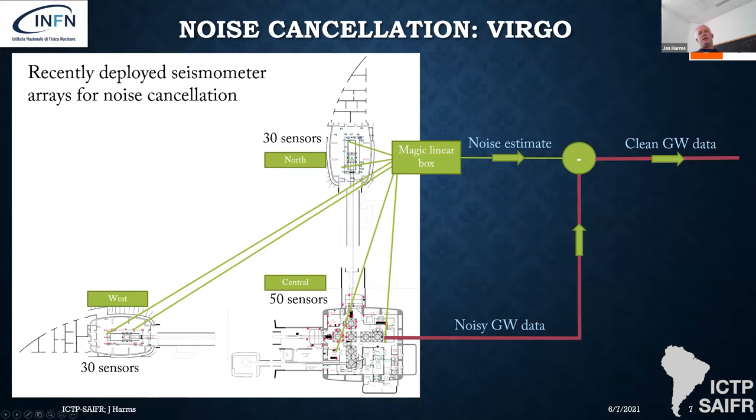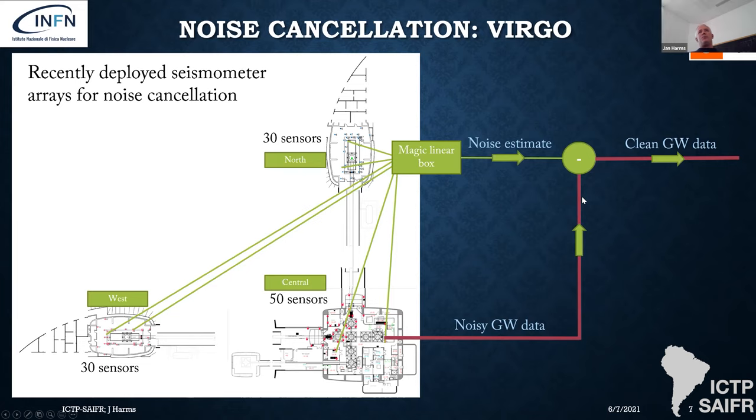Now, these sensors have the purpose to monitor the seismic field. And then you take the data from all of these sensors and you pass it through a linear filter. And then you produce a noise estimate. Of course, the magic is really in this linear filter because that one has to be calculated to be optimized for noise cancellation. So you're getting out a noise estimate, essentially noise that is correlated between the seismic field and your gravitational wave data. And then you subtract that noise estimate from your gravitational wave data and you get a clean data stream.